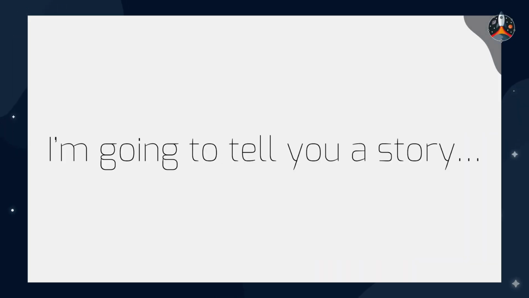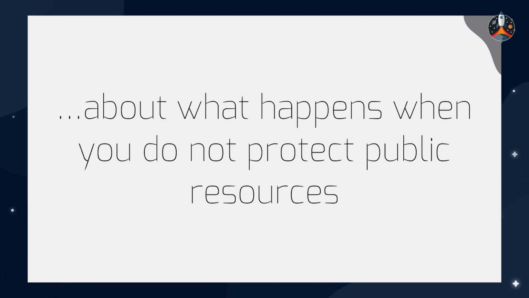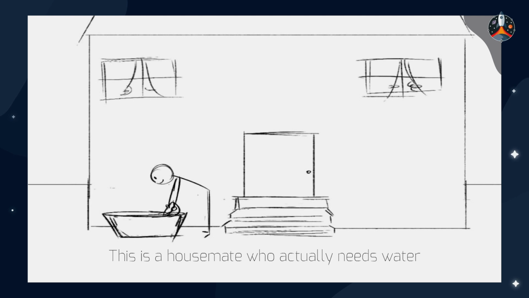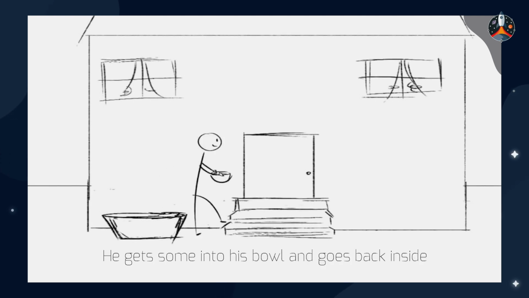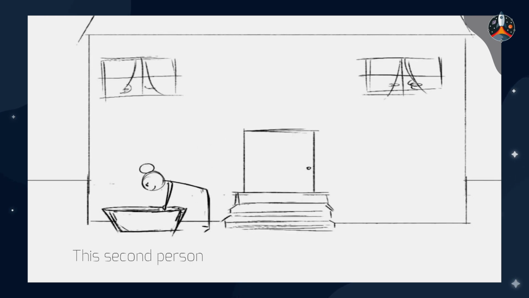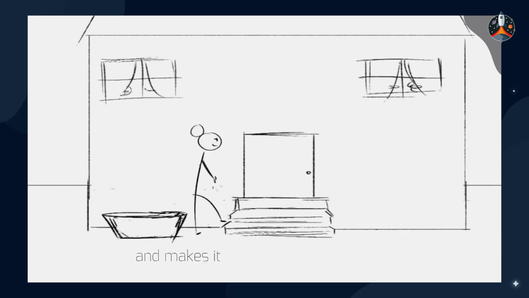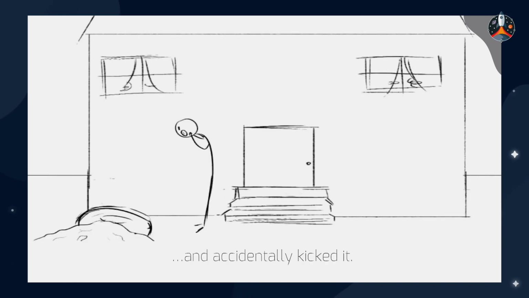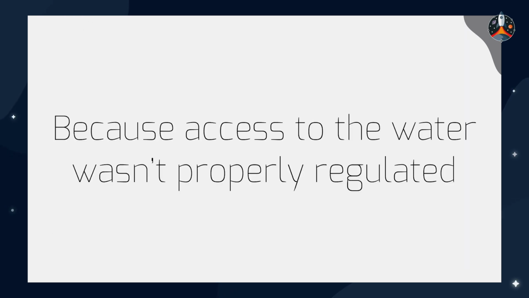Hey there. I'm going to tell you a story about what happens when you do not protect public resources. This house has water supply in form of a bucket at the compound. This is a housemate who actually needs water. He gets some into his bowl and goes back inside. This second person, who happens not to be a housemate, comes to the public area where the water is and makes it unfit for everyone to use by washing her hands inside. This housemate happened to be walking in the direction of the water and accidentally kicked it. Now all the water is gone. Why did this happen? Because access to the water wasn't properly regulated.